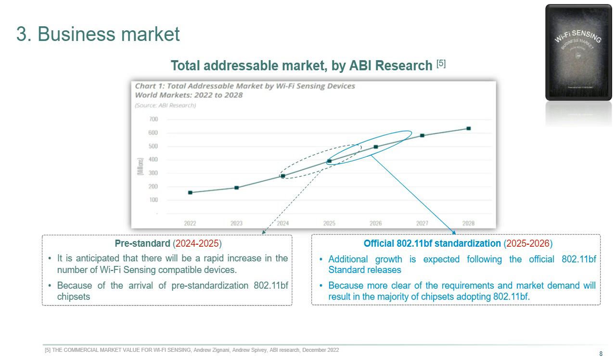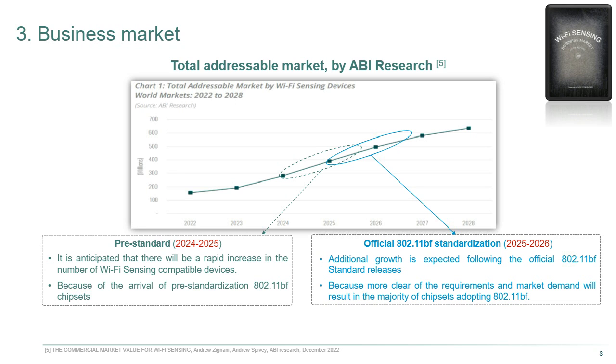Then the following slide is the business market. This picture is also from ABI Research, showing the total addressable market by Wi-Fi sensing devices. The horizontal axis shows the time from 2022 to 2028, and the vertical axis shows the number of Wi-Fi sensing devices.